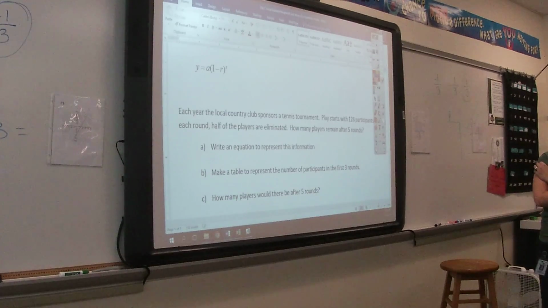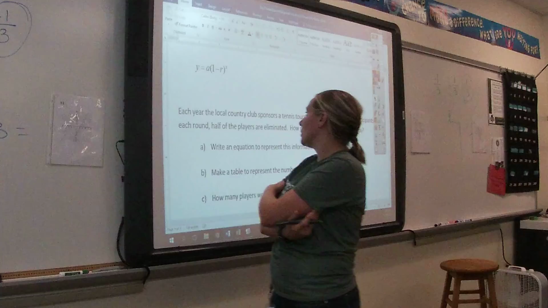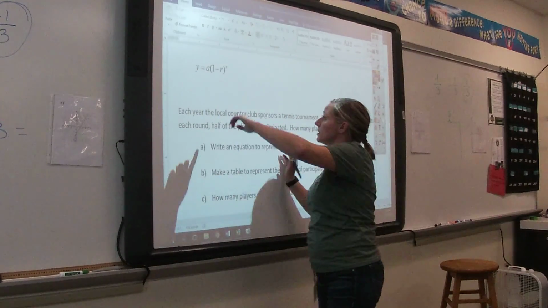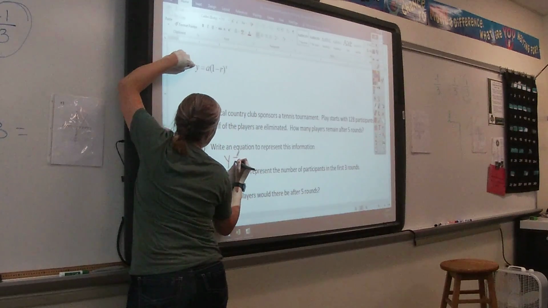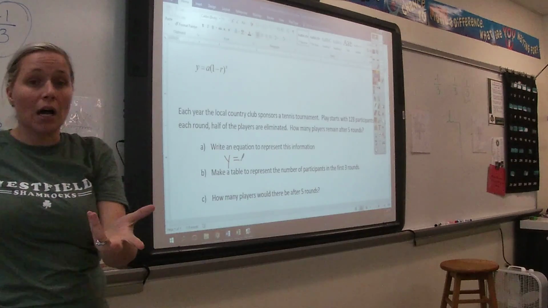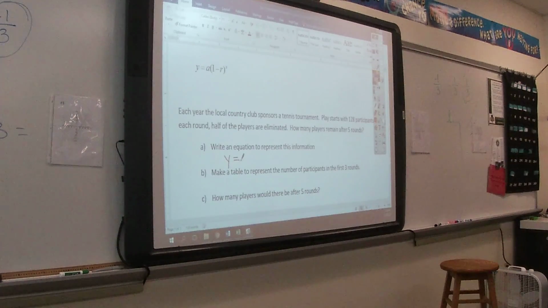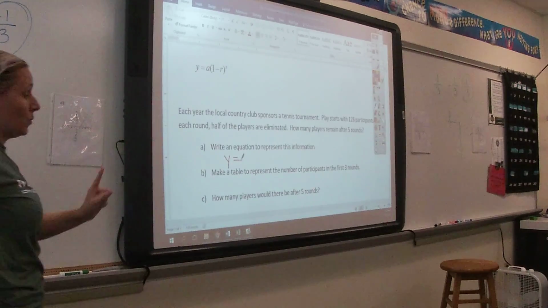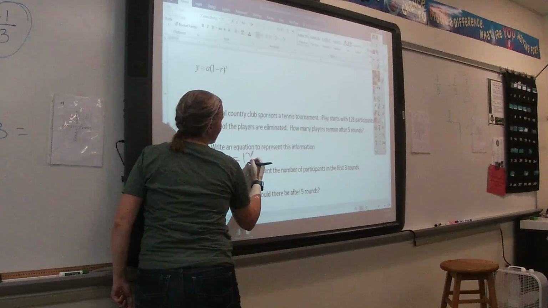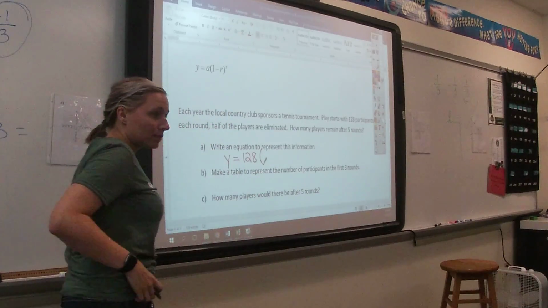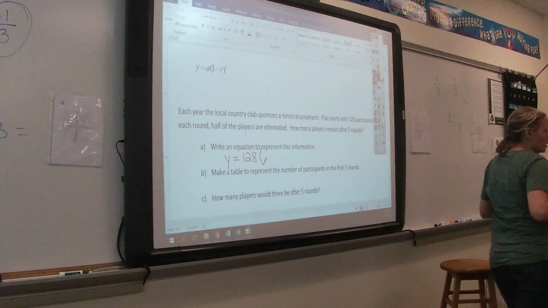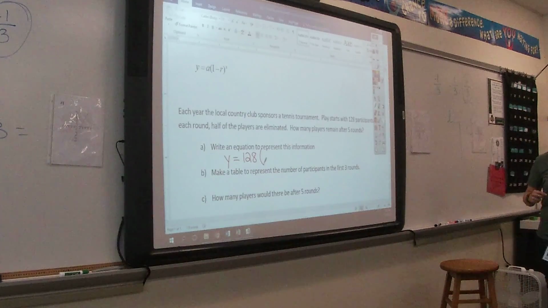First thing we are going to do is write an equation that represents this information. So we are going to say y equals, and we're going to stick to this format. So y equals a. What does a represent? 128. And how do we know that it's 128? Because it's the starting value. a is always the starting value. What did we start with? We started with 128 participants. And then, as each round goes on, are there more players or less players? Less. So we know we want to do 1 minus.